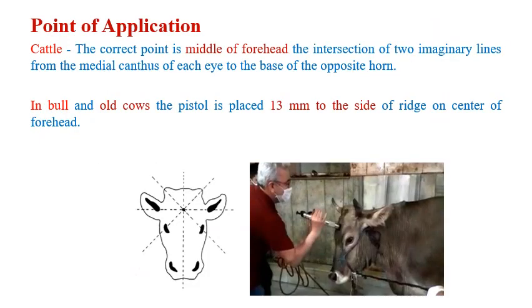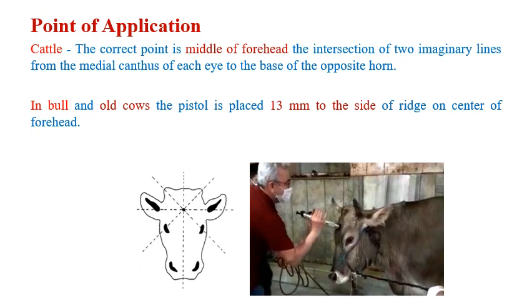As I said, the captive bolt pistol has a bolt which goes after firing and hits the brain, goes inside and then it comes back. That is how it is called captive bolt pistol. Now we should know where is the correct place to apply this. That is the point of application. In case of cattle, the correct point is the middle of the forehead.